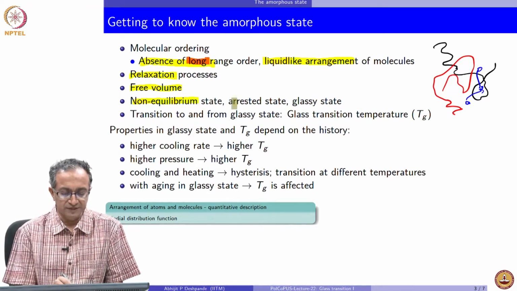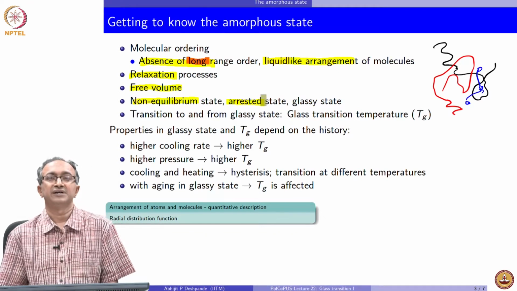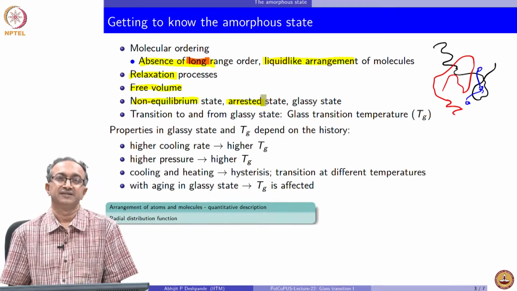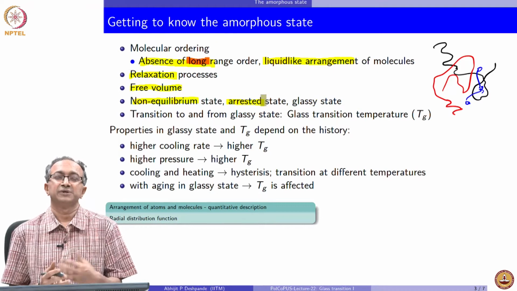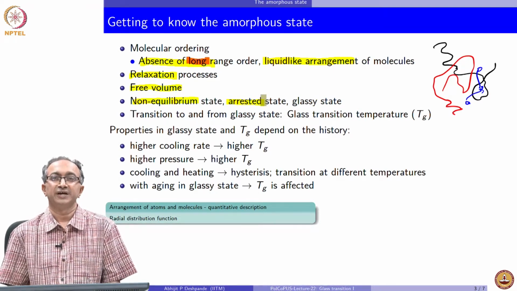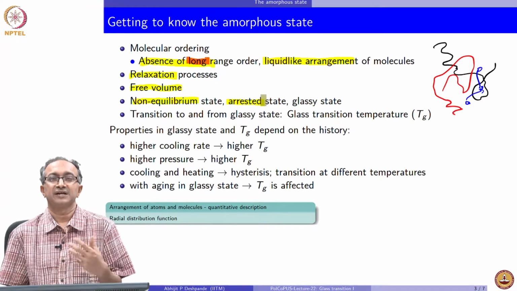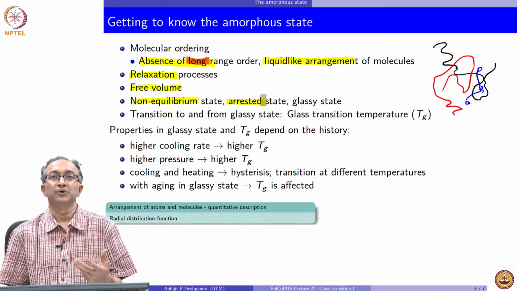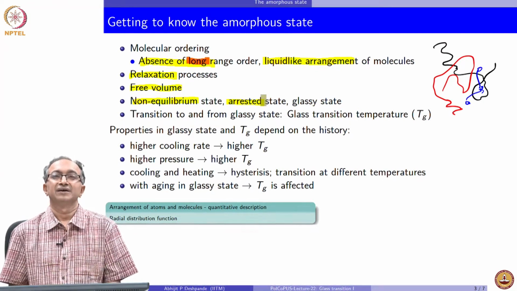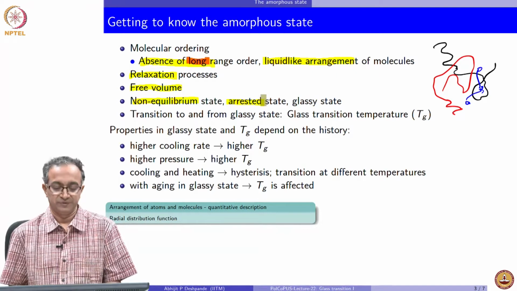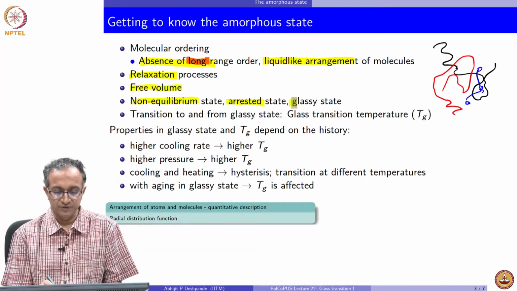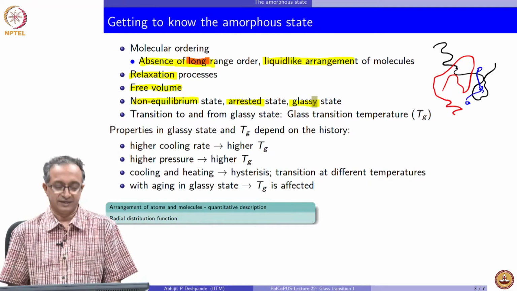And so, quite often therefore, we describe the glassy state as an arrested state. There is a tendency for the material to evolve, there is a tendency for relaxation processes to take place. However, the rate of such relaxation processes is so slow that the material appears to be arrested. The molecules appear to be arrested, though they have a tendency to move. And of course, we also call this state the glassy state.